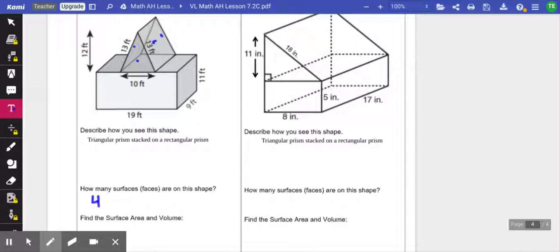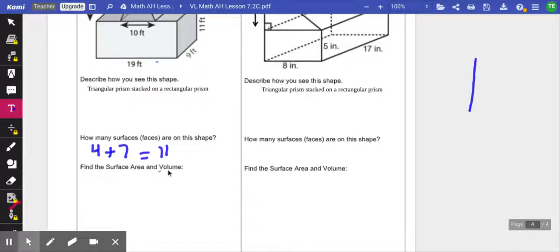Okay, here I'd have the front, the back, the left, the right, the bottom. And then I'd have these 2 little sections here, 1, 2. So front, left, right, bottom, and the 2 on top. There's still 6, but it's not a solid 6. Sorry, 7, because we split the top in half. So I see 11. Find the surface area and the volume.